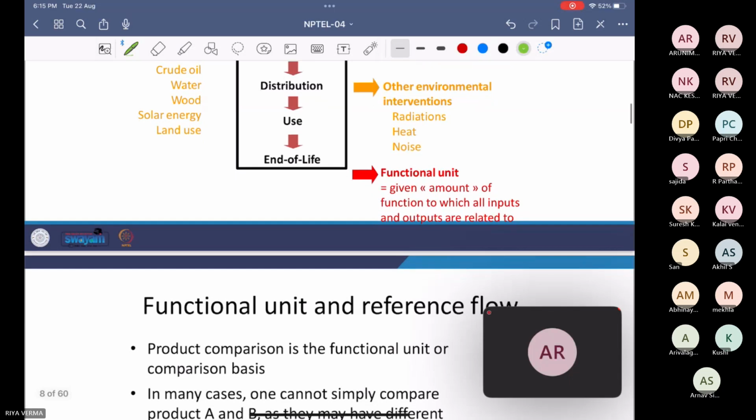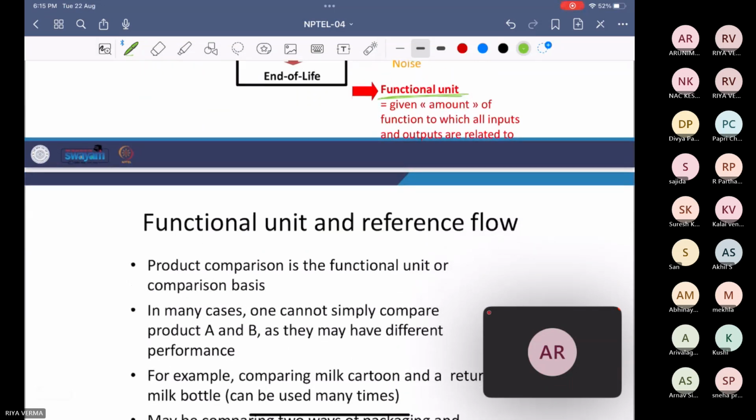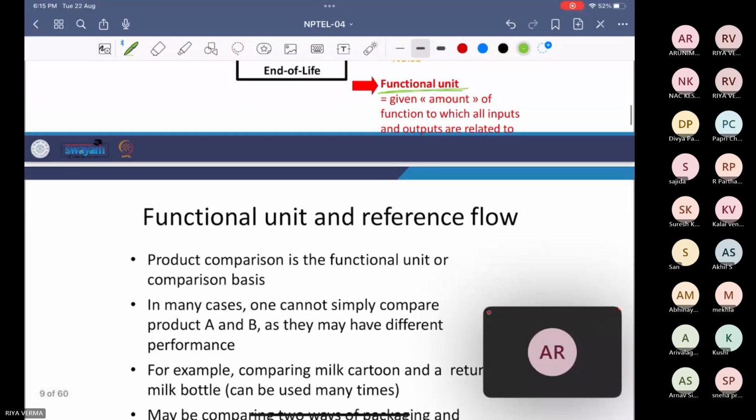And so what will be the functional unit? In the case of a light bulb, what will be the functional unit? The functional unit is the given amount of function to which all inputs and outputs are related. So what is the function of the light bulb? To give light. So what can be the functional unit? To give a certain amount of light for a specific time period. That will be our functional unit, right?